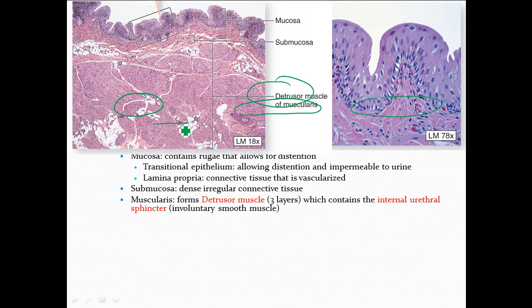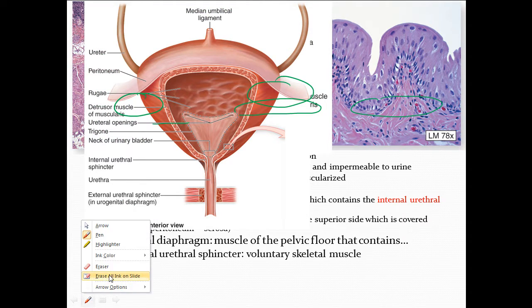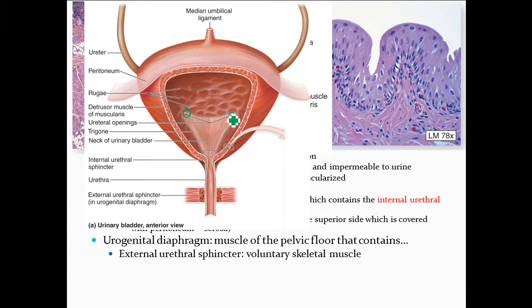Let me see if I have a picture here that shows it to you. Yes, over here. So here are the ureter openings. Here's the urethral opening. So this is a triangle shape. This is called the trigone.